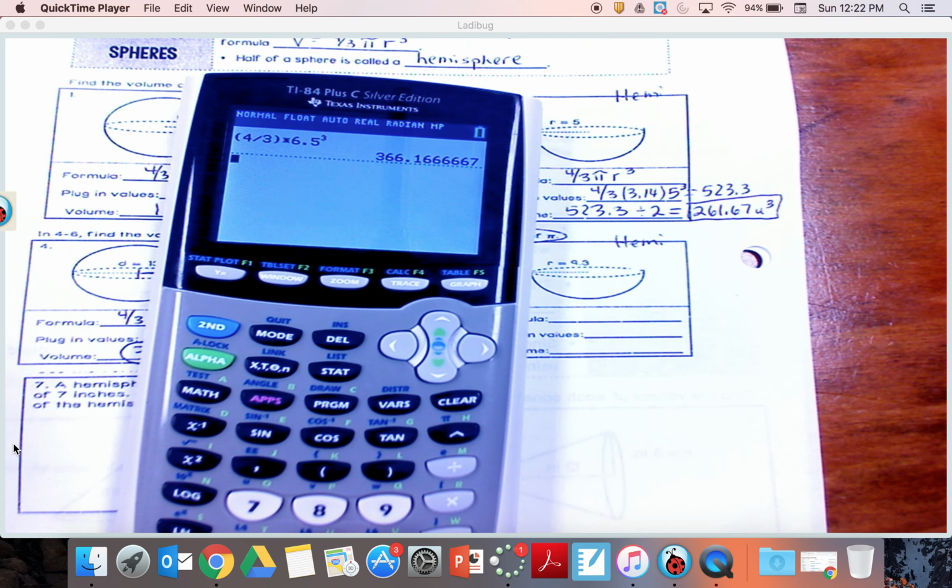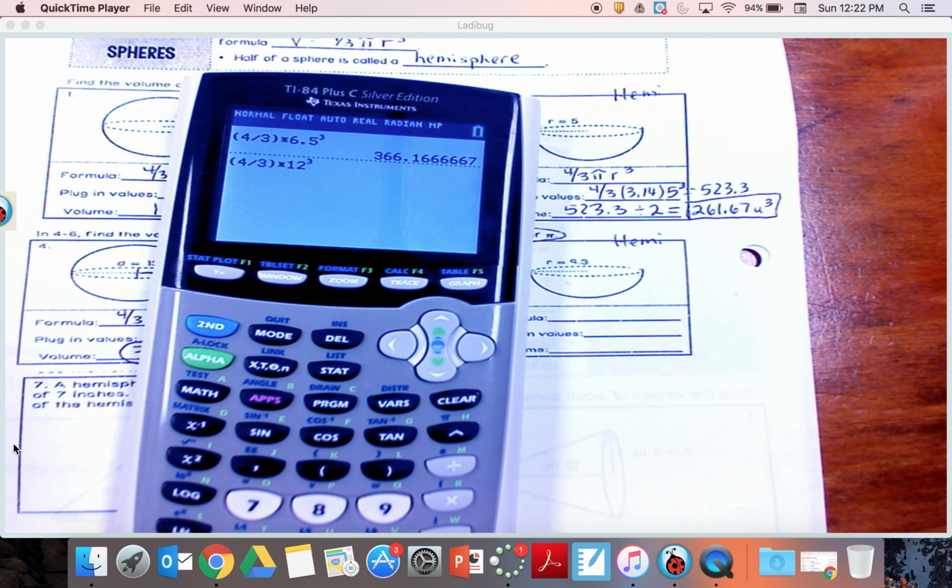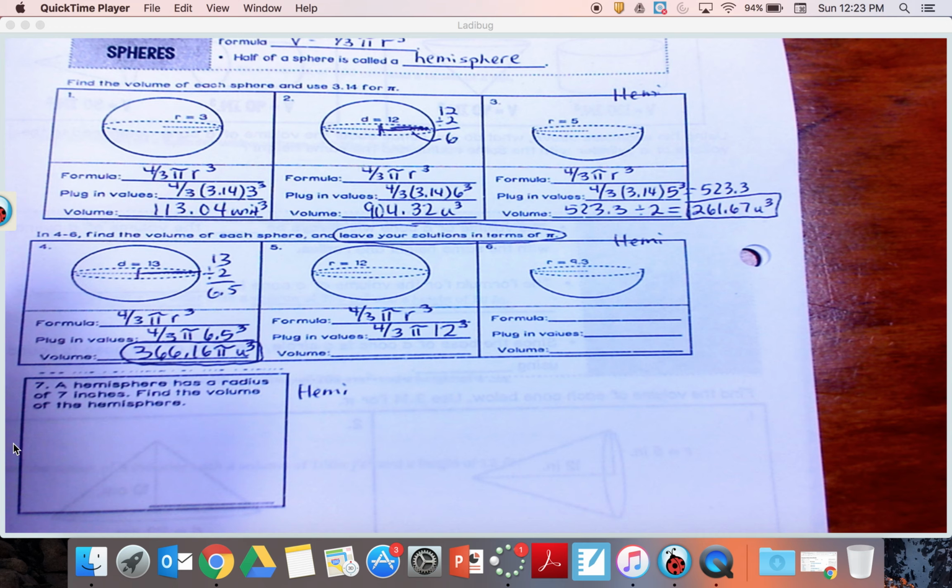Put it straight into my calculator again: 4 divided by 3 times 12 to the third power. I left out pi because remember I'm leaving it just in pi notation. I get 2304.